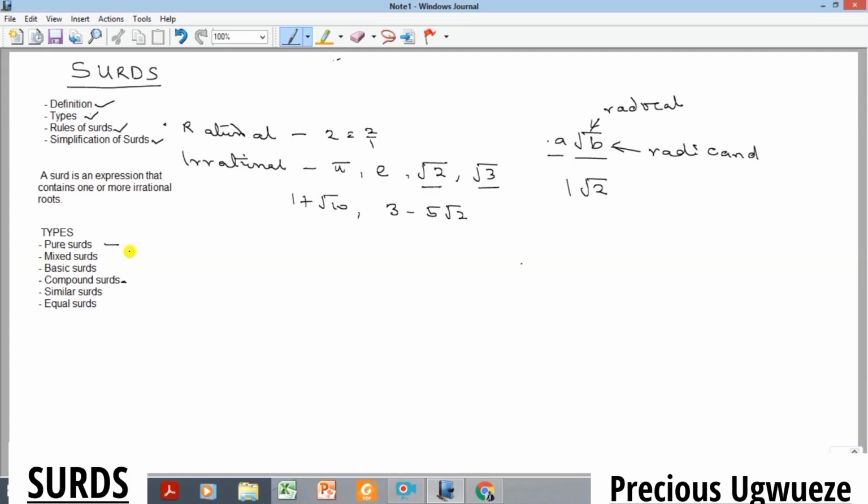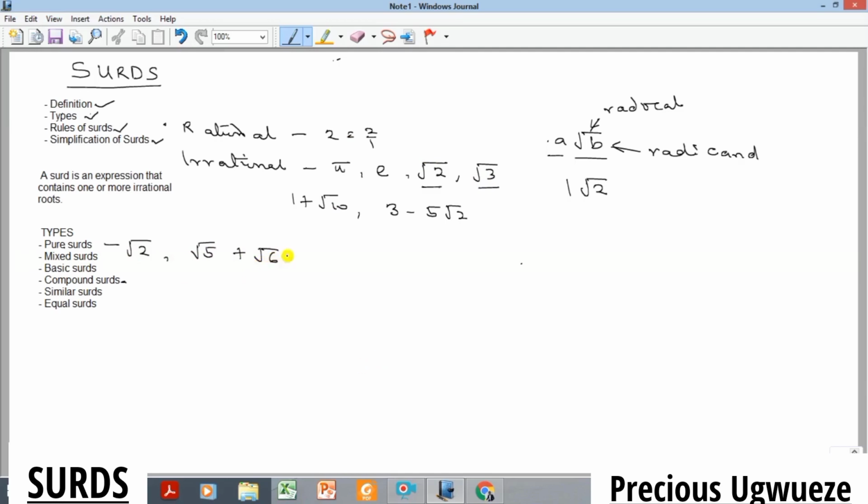Okay, quickly let's go to types of surds. So we begin with the pure surds. So we see that a pure surd is a surd that contains only the irrational terms, they contain only, you know, the numbers with the radicals. So example, we already talked about root 2. This is an example of a pure surd, and this is also an example of a pure surd, root 3. And you can have other examples like, say, root 5 plus root 6. This is also an example of a pure surd.